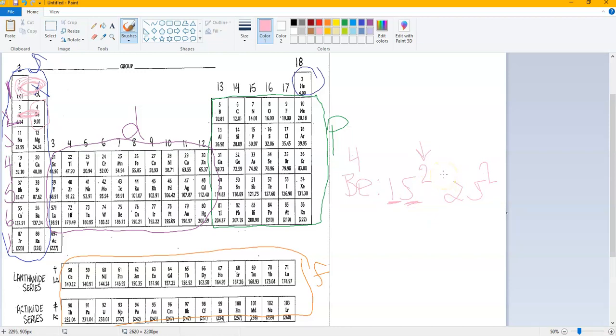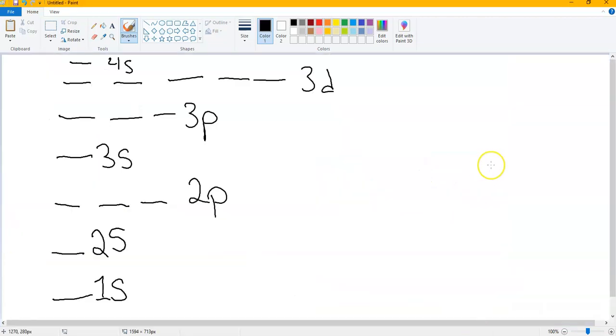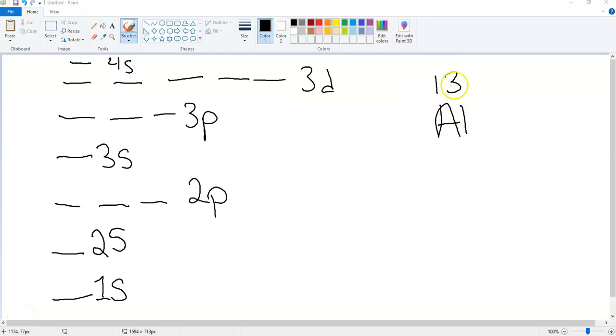So let's go back to my other drawing and see if we can get a little more light on the situation. Let's try aluminum. So aluminum is number 13 on the periodic table. It has 13 protons and the neutral atom has 13 electrons. So what we do is we take those 13 electrons, you start at the bottom, you always start at the bottom, and then you just keep adding electrons until you run out.